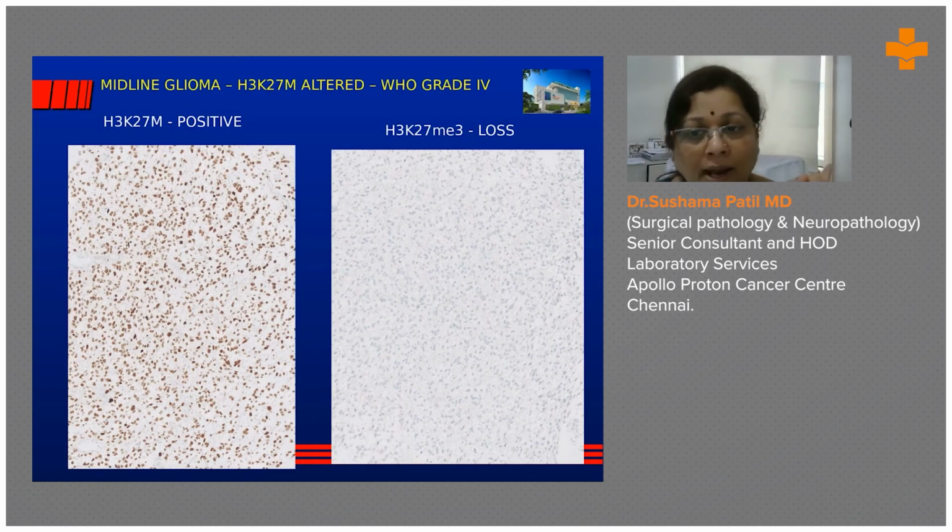H3K27M mutant glioma, and the patient died within a week. A 16-year-old girl, family full of doctors, only daughter, came with this. Very rapid onset. Very sad story. I did a frozen at night at 10 o'clock because they had come. It was an emergency situation. So we did the frozen at 10 o'clock at night, and we had rendered the diagnosis. I had suspected all along that this is going to turn out to be an H3K27, and lo and behold, it did.